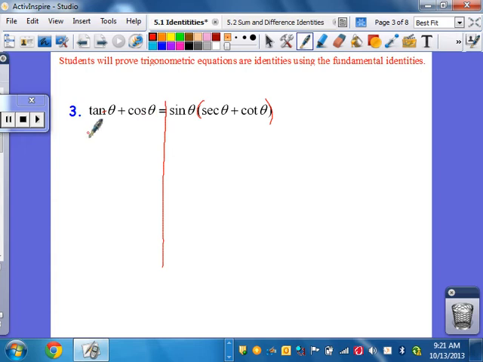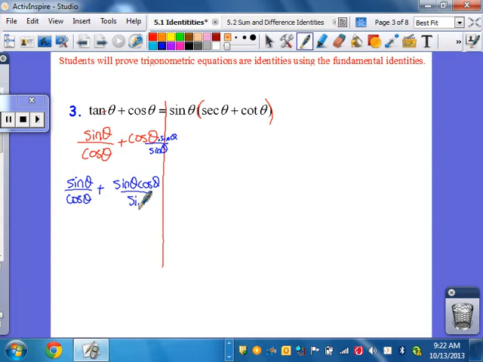The only way I'm even going to remotely be able to do that is if I have a sine in both of them. And when I change it to sines and cosines, I do not have that. So I know I have to get a sine out of there. In order to do that, I'm going to have to multiply top and bottom by sine theta. The reason I do that, just like I said before, is I want to be able to factor that out. So I'm just going to write it in order here.